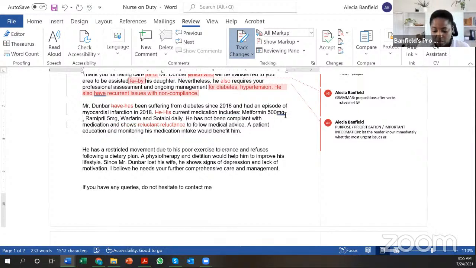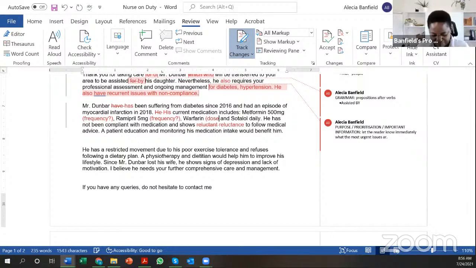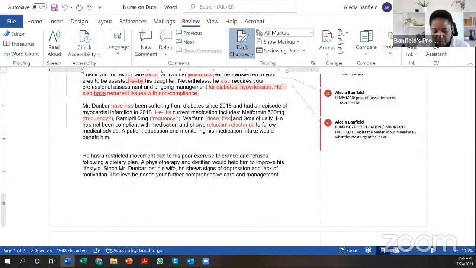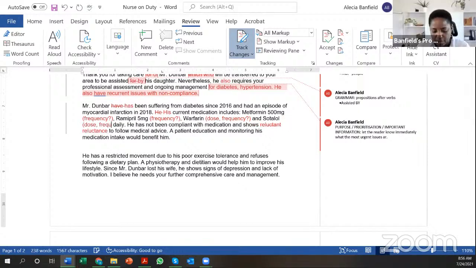So actually, if I wanted to, I can put here frequency. I can't remember the details of the letter. They said here TDS, metformin, and ramipril daily. Those. Because this person is taking over care, if it's mentioned at all, put it down. Dose and frequency.